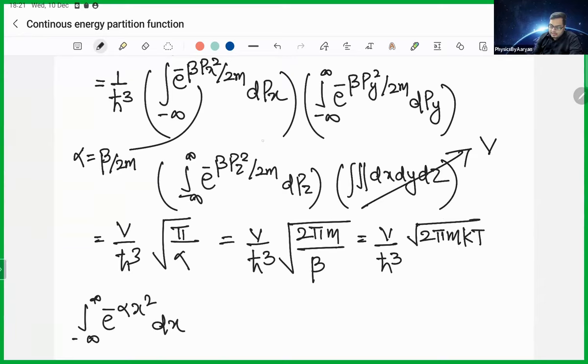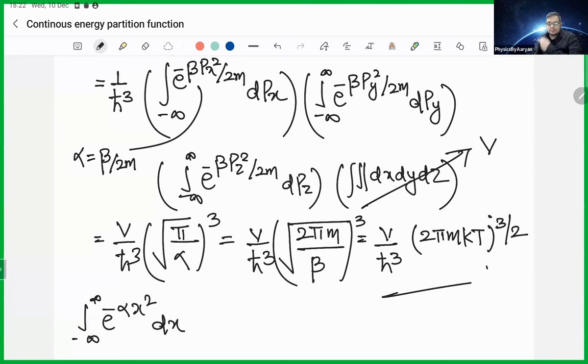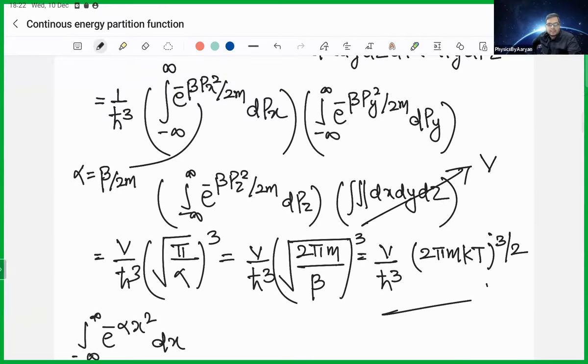Similarly, I get this for this one, and I get this for this one, because there are 3 integrals, right? For all of them, I get the same answer. That is why I need to do cube here. So if I do cube, I get the power 3 by 2. So this is how I find the partition function for the ideal gas. Is it clear to all of you? Yes. Clear to all. Perfect.